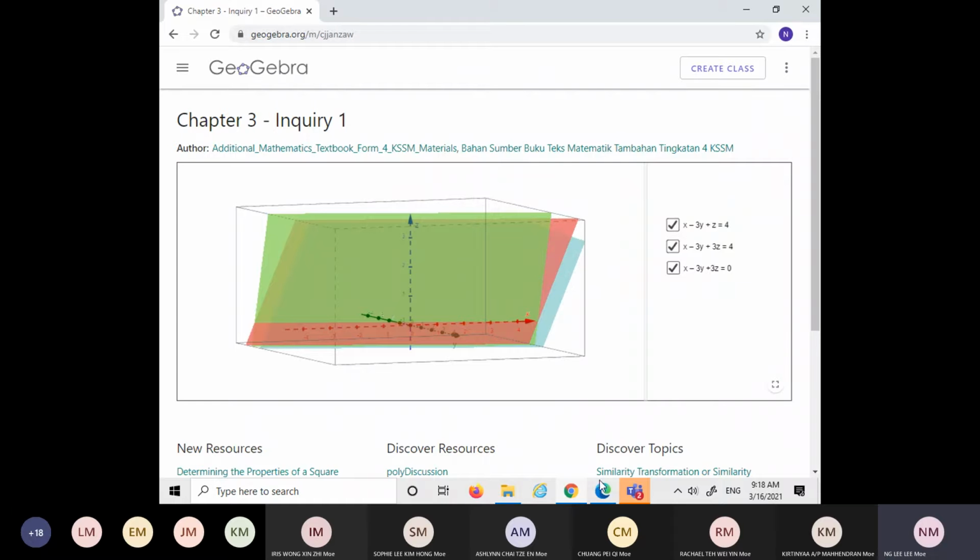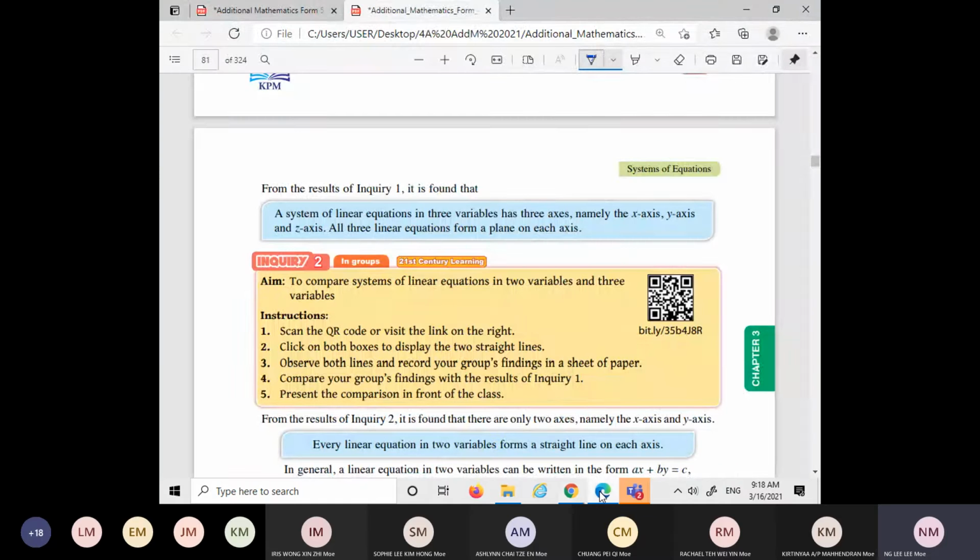Then we come back to the textbook. A system of linear equations in 3 variables has 3 axes, namely the x-axis, y-axis, and z-axis. Can you see just now the x and y and z?